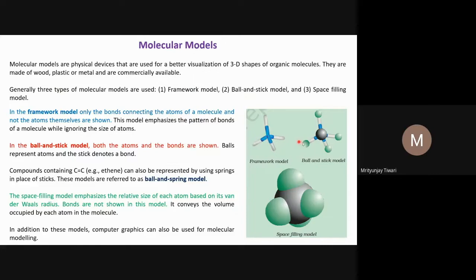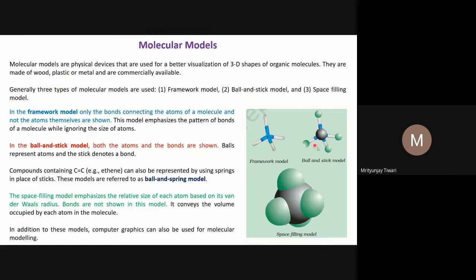In the framework model, the different sticks will show different bonds, and the beads or the balls will show the different atoms or atoms of different elements. These balls are of different sizes and different colors, and based on that one can choose one color and size of ball for one element, and then different elements can be joined together with sticks to represent the structural formula of organic compounds. So in the ball and stick model, both the atoms and bonds are shown.